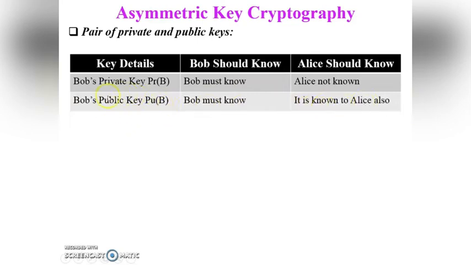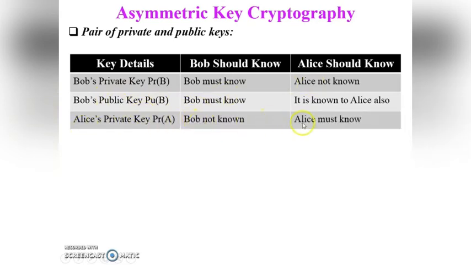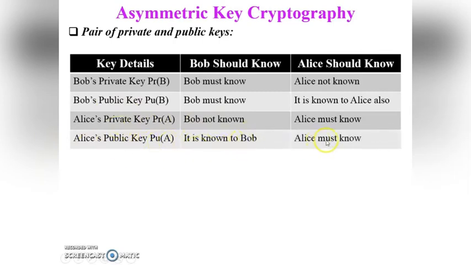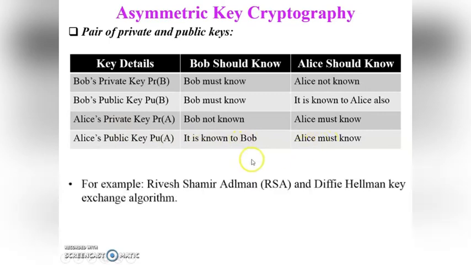Now you can see over here PUA is equal to Alice's public key and PRA is equal to Alice's private key. Second scenario, encryption with private key. In this figure you can see over here, Bob is the sender and Alice is the receiver. Here if Bob wants to send the message to Alice, Bob must use his own private key.